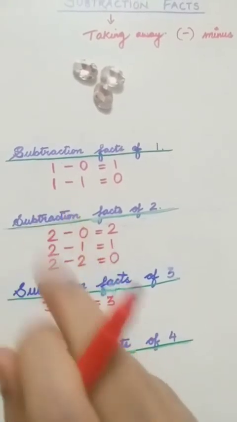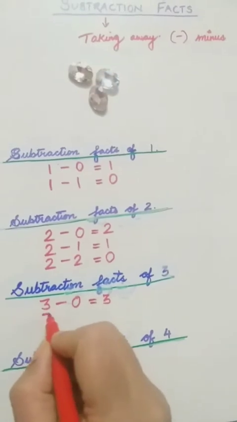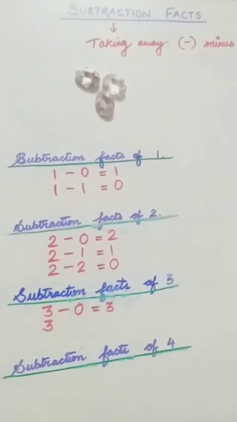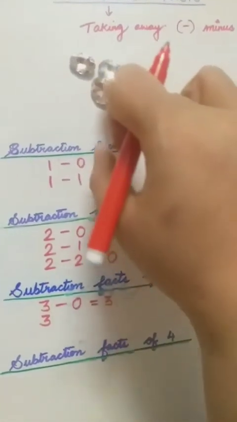Now let's move on to our second subtraction fact of 3. So we have 3 buttons. So we will write here 3. From this 3 we will take away 1.